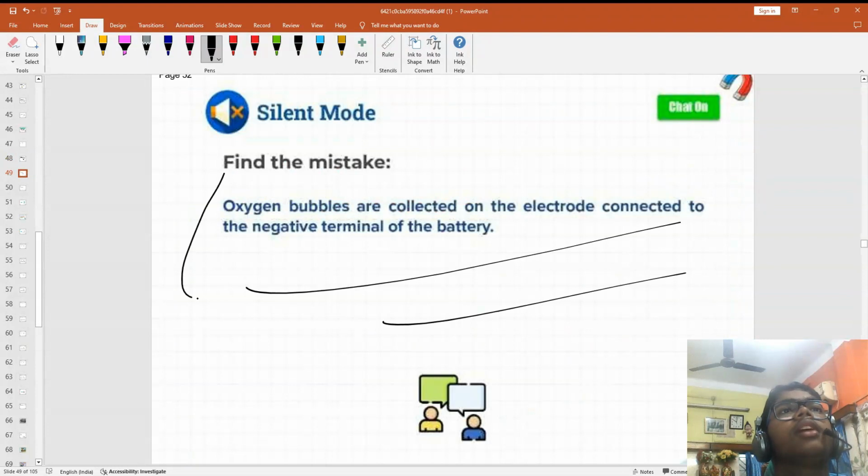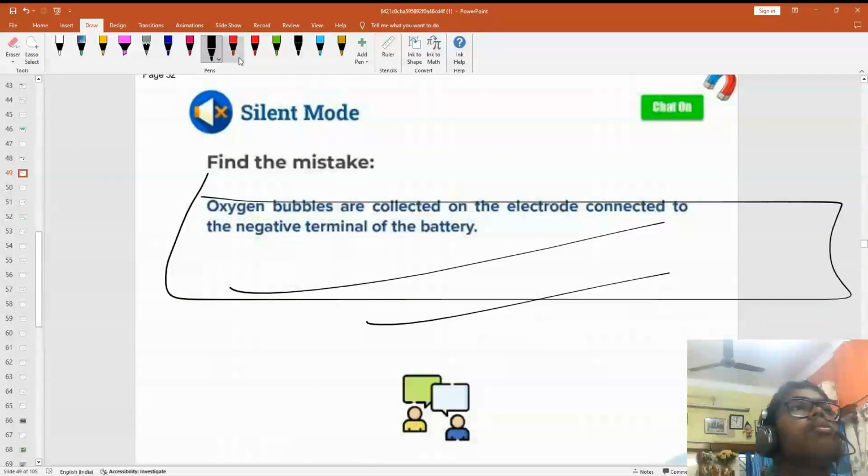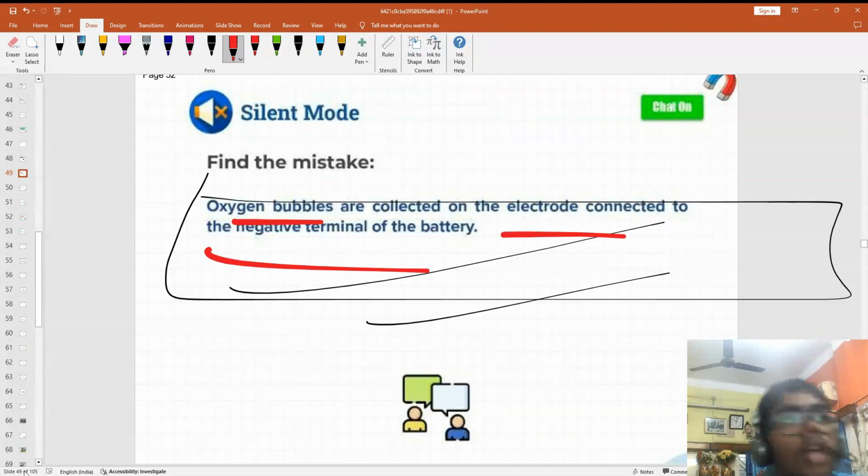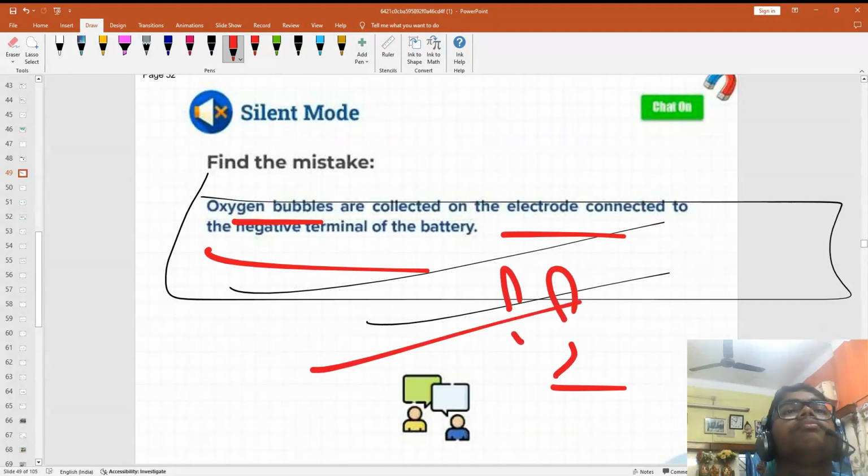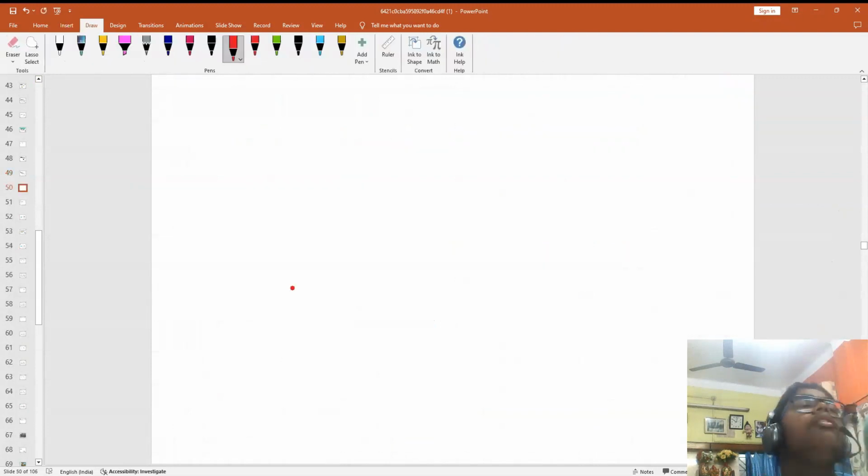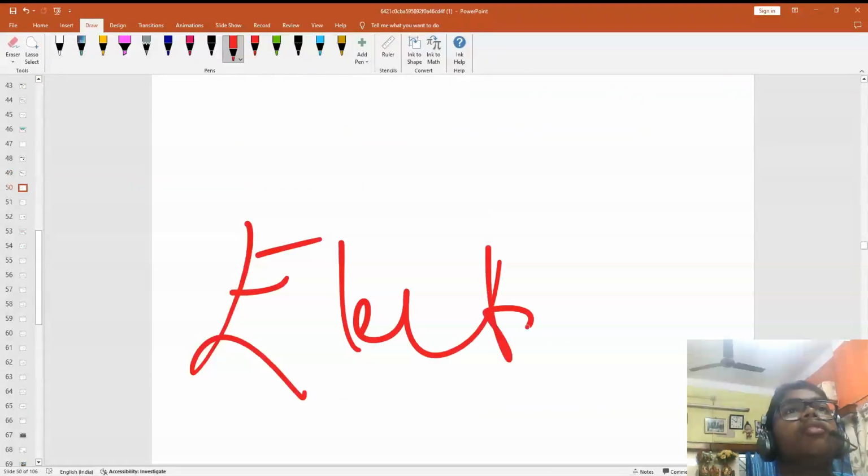Now find a mistake. Okay, let's find a mistake first, then we will go. Oxygen bubbles are collected on the electrode connected to the negative terminal of battery. No, today we will not learn about electroplating. We will only learn up to electrolysis today. Okay.